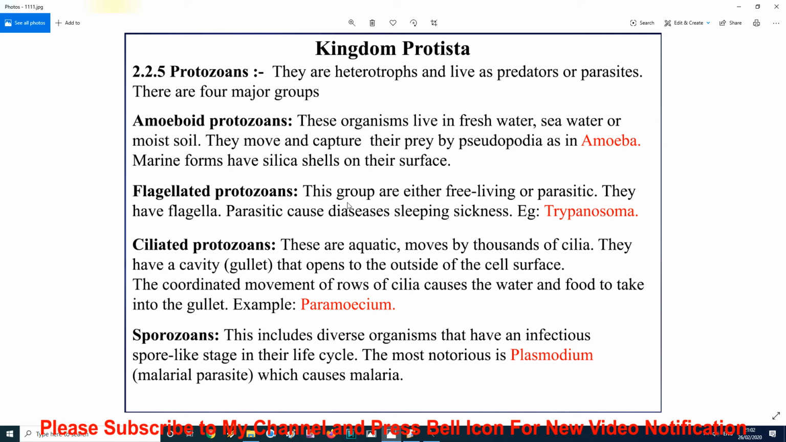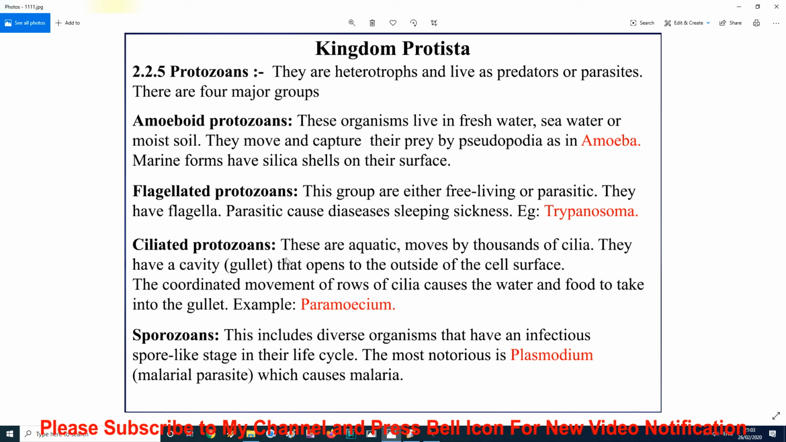Flagellated protozoans. These groups are either free living or parasitic. Free living means not connected with another, they are separate. Or they may be parasitic, meaning they infect another. They have flagella for the purpose of movement. The parasitic ones cause a disease called sleeping sickness, for example Trypanosoma. Trypanosoma creates sleeping sickness. Yes, it is also asked in several MCQ-type competitive examinations.